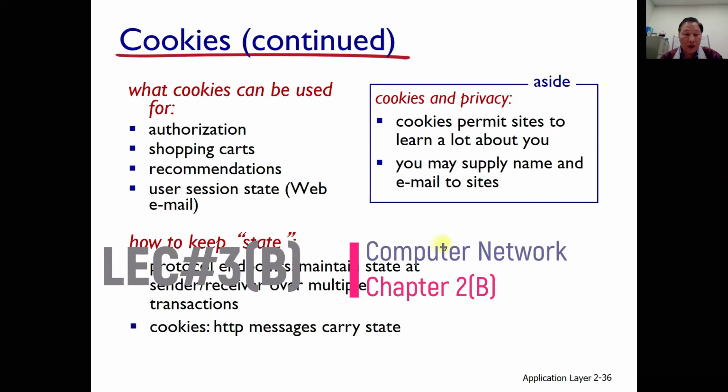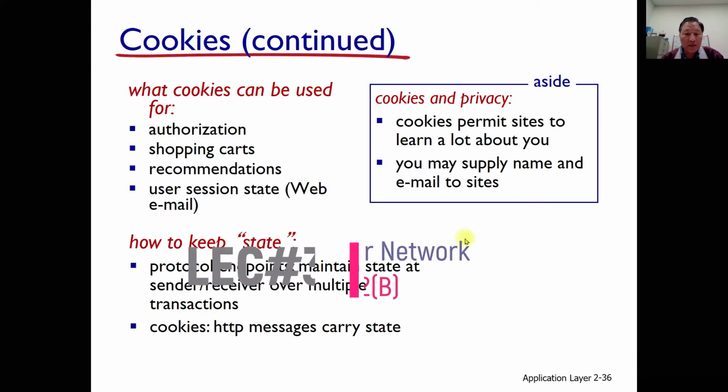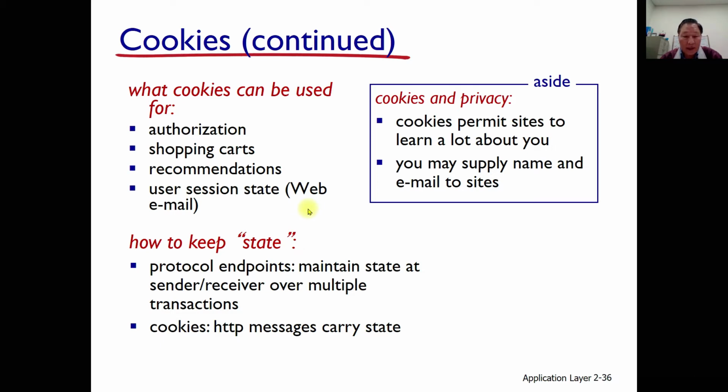In this lecture, we'll start from these cookies. What can cookies be used for? They can be used for authorization, shopping carts, and recommendations. Sometimes they are used for user session state, for example, web email. But in advance, this use of cookies is not recommendable, even though it provides excellent customized service, because of the security issue.